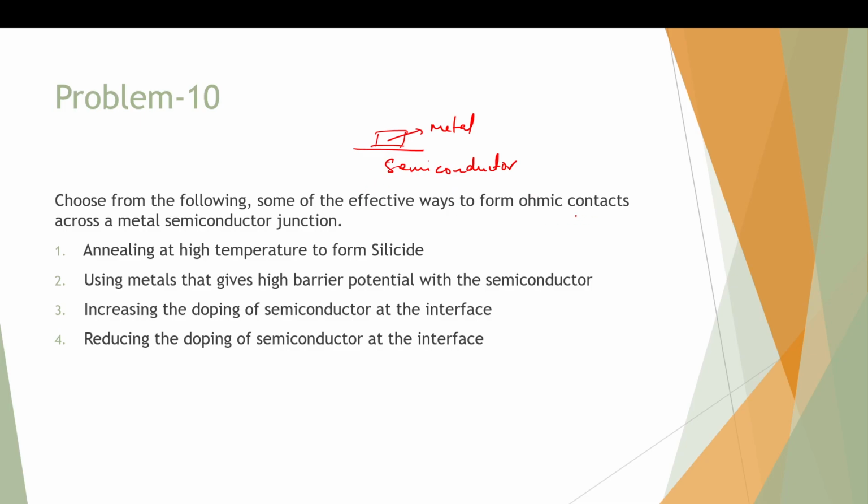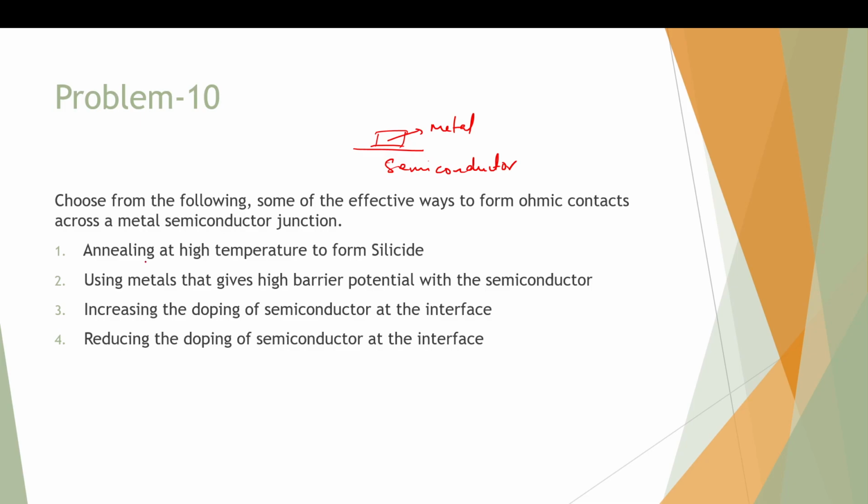However, if we want to make an ohmic contact, what should we do? There are some options. One, annealing at high temperature to form silicide. Two, using metals that give high barrier potential with the semiconductor. Three, increasing the doping of the semiconductor at the interface. Four, reducing the doping of the semiconductor at the interface. So which options do you think? 1 and 2.